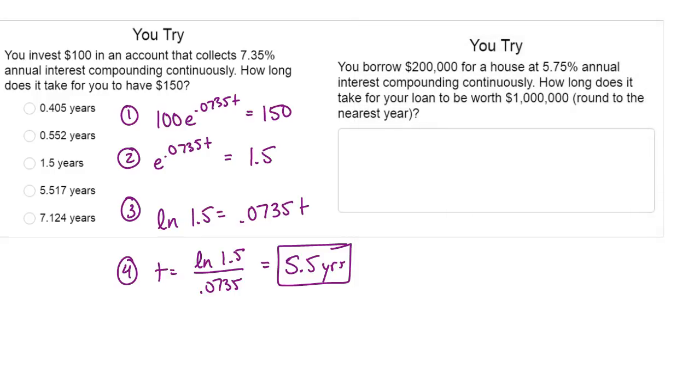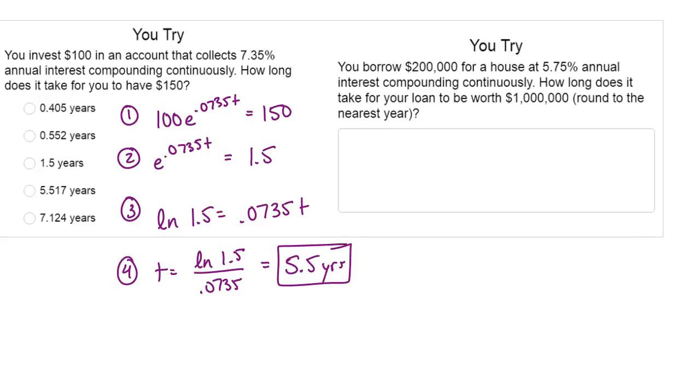Okay, I want you to try one on your own. Try this next one, where you're borrowing $200,000 for a house at 5.75% annual interest, compounding continuously. You want to figure out how long it takes for your loan to be worth $1 million. We're going to round to the nearest year for this problem. So go ahead, pause this video, and press play when you're ready to check to see if you have the correct answer.